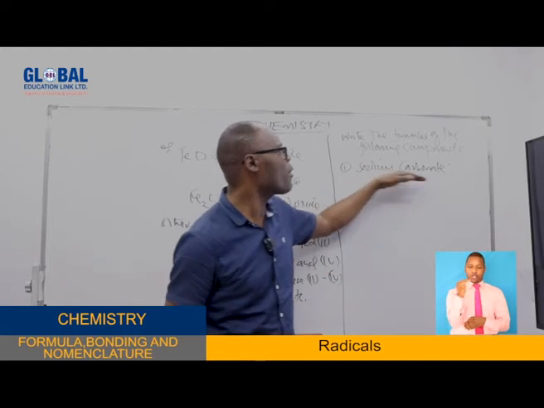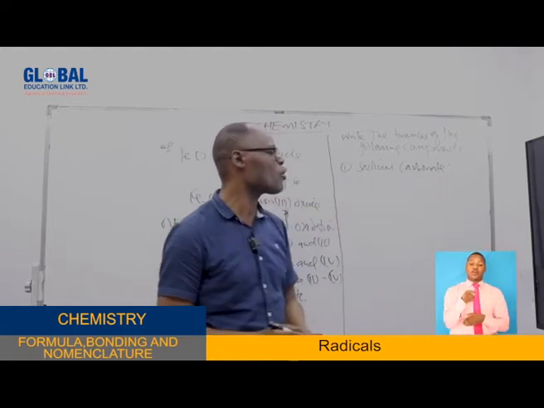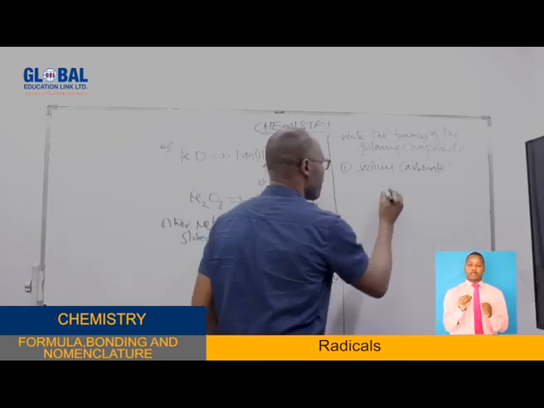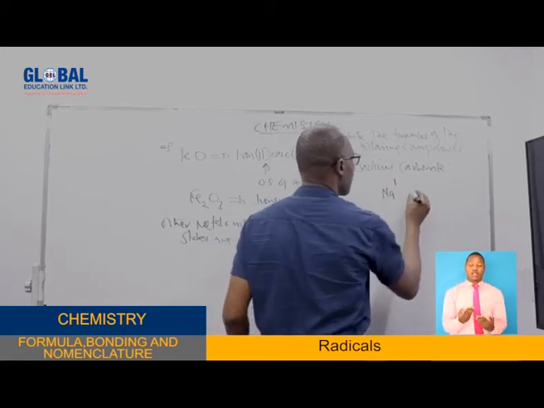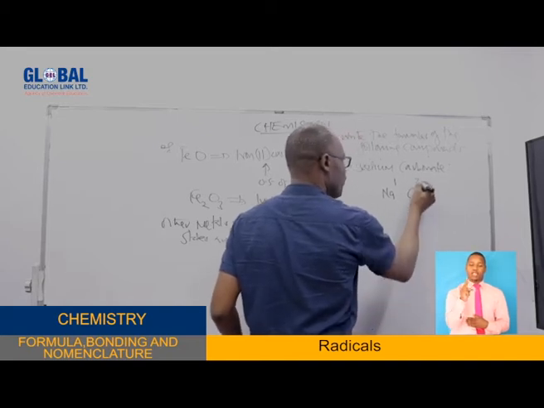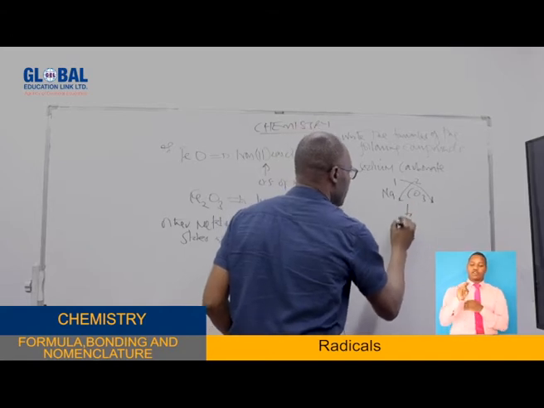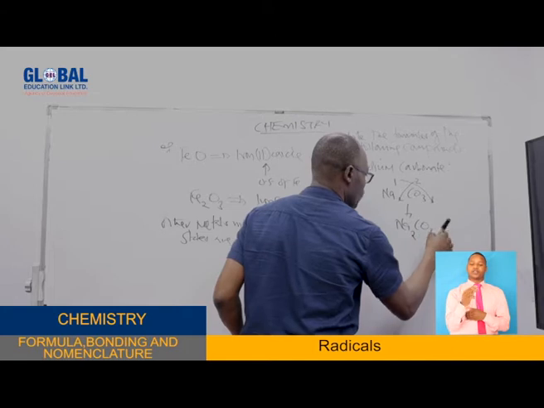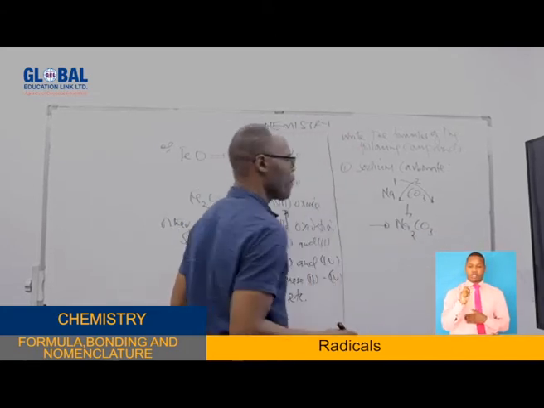So when writing the formula of sodium carbonate, we are supposed to specify the valencies or the oxidation states, and then we exchange as we learned before. So we have sodium with a valency of 1, and then we have our carbonate with a valency of 2. Then if you exchange these, we'll have sodium as 2, and then carbonate as 1. We don't write the 1. So this becomes our formula, Na2CO3.